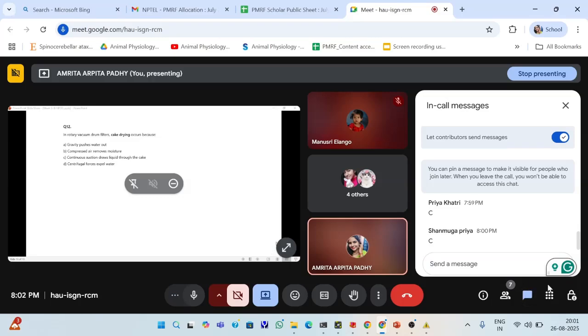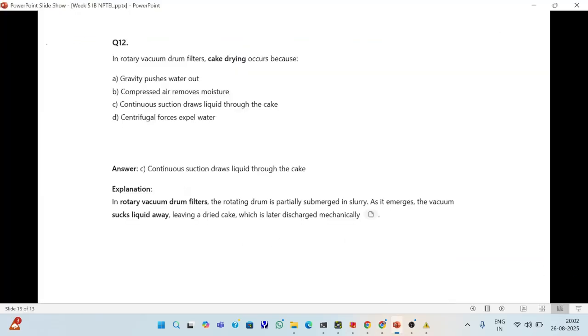Okay, let's see what is the correct answer to this question. It is C. Continuous suction draws liquid through the cake. So, cake drying occurs because of the continuous suction which draws the liquid through the cake. In rotary vacuum drum filters, the rotating drum is partially submerged in a slurry. As it emerges, the vacuum sucks liquid away, leaving the dried cake which is later discharged mechanically. So this is what happens in rotary vacuum drum filters, where the vacuum sucks the liquid away, making the dried cake, which is later discharged mechanically.